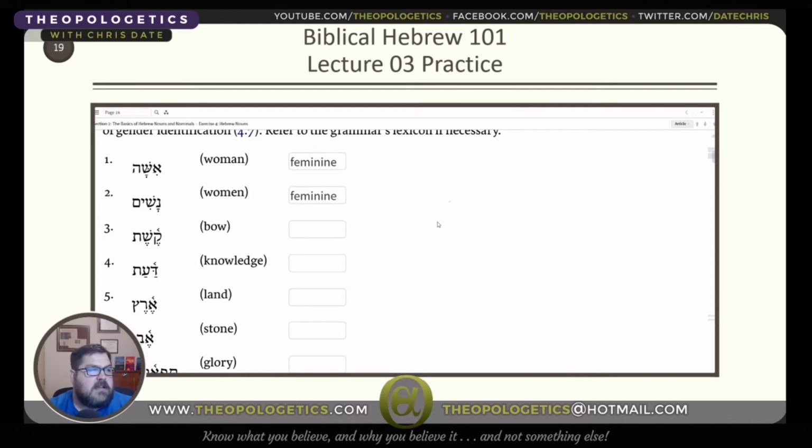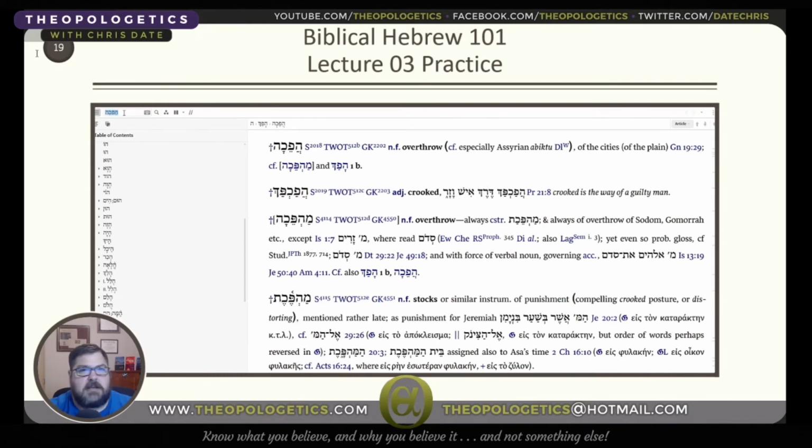The next one is keshet. Now, it has the taf at the end, which I have told you often is the ending of feminine singular nouns. So my guess is that this is masculine. I don't know it by heart, but what we'll do is look it up just to find out.